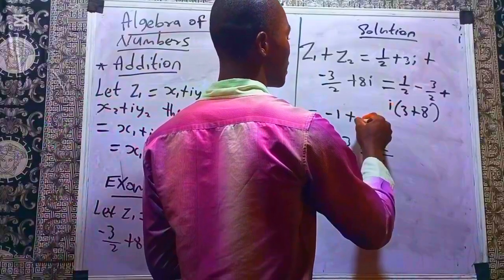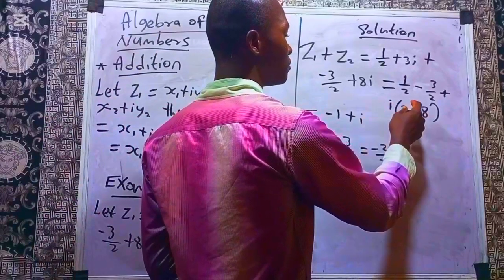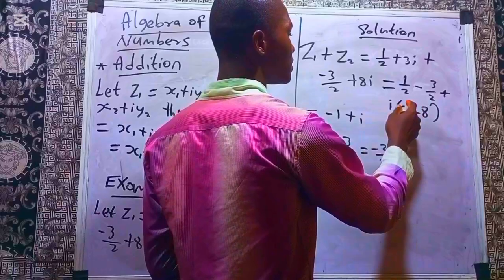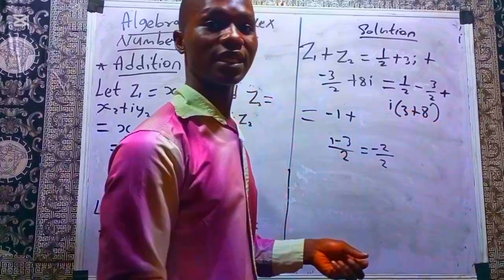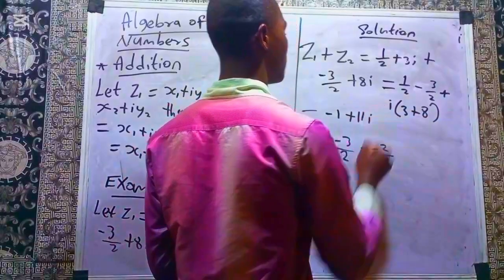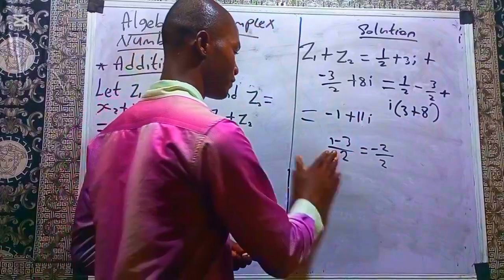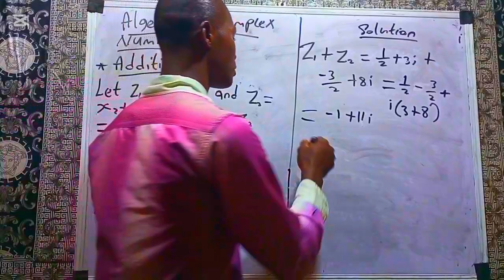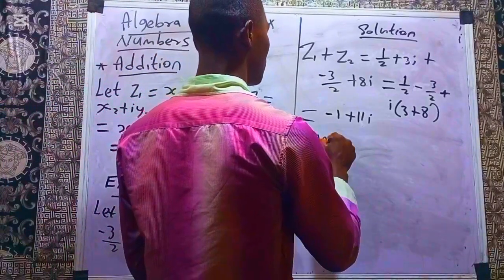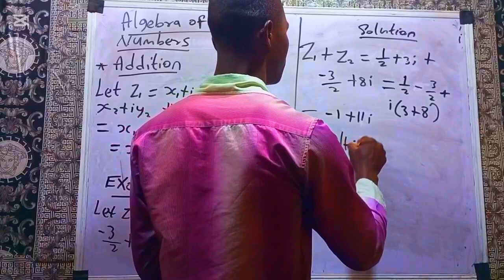Then plus i, 3 plus 8 will be what? 11. That's 11i. So this is what we have. So this is the solution to this problem. So let's go to the next one. Multiplication.